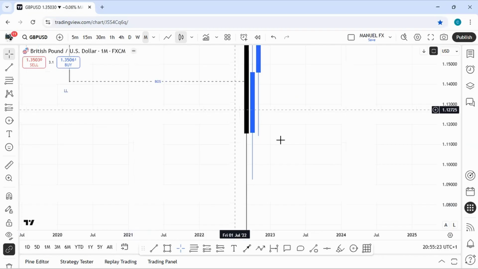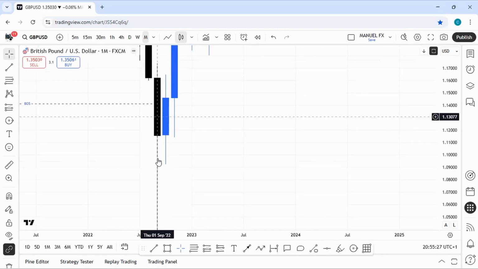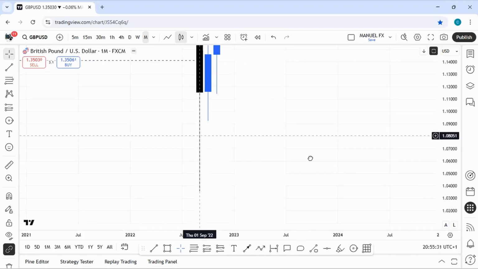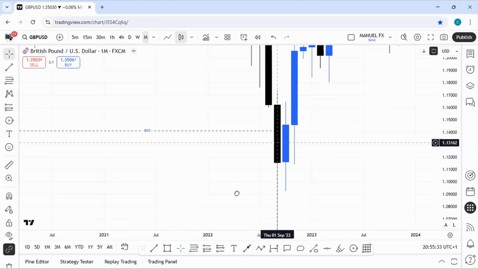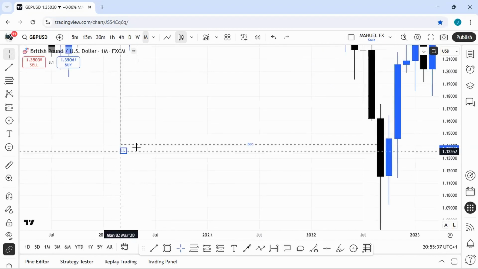Now, this is a candle, like I said. This is the body of the candle. This is the wick of the candle. This is the body of the candle. This is the wick of the candle. Now, this candle took out this lower low.